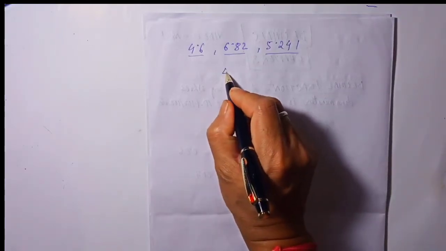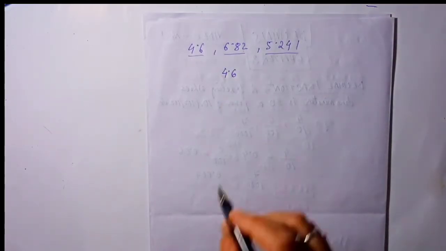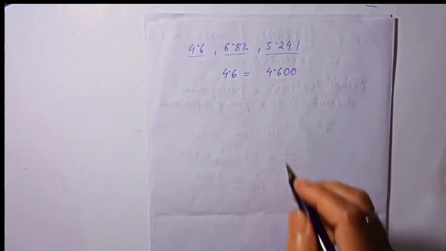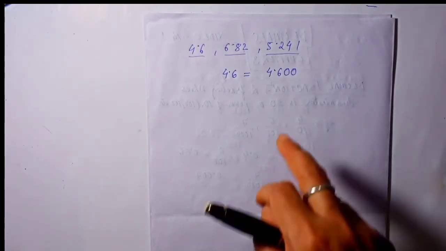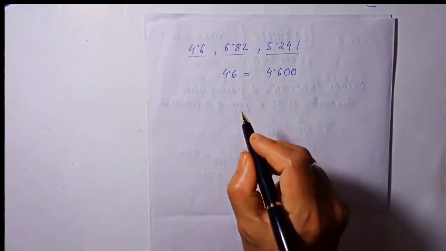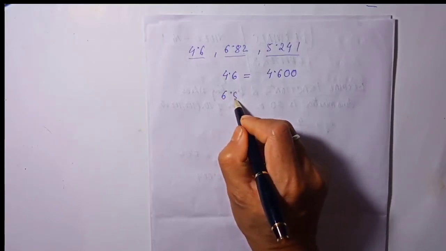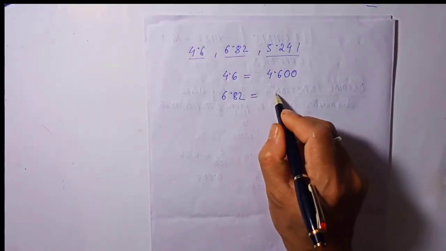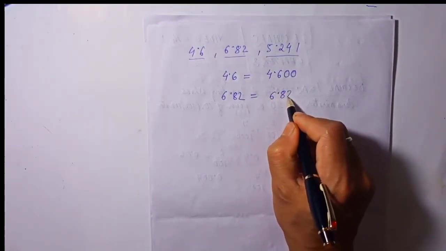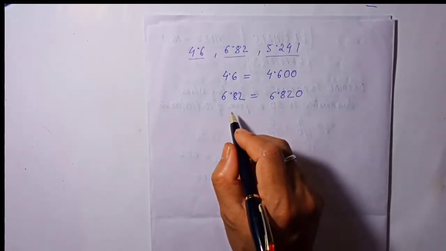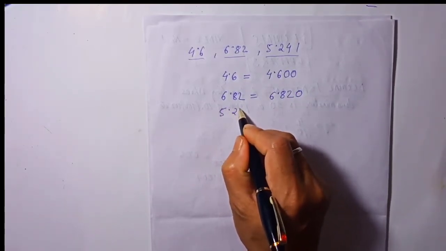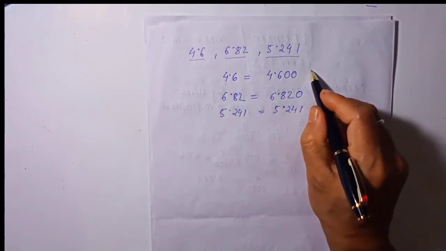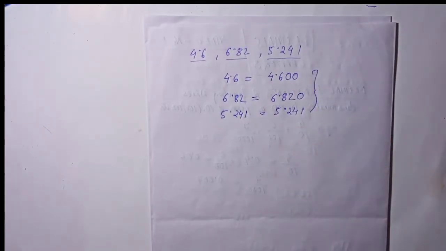See, 4.6. It can be written as 4.600. We got 3 decimal places, although it is 00. Again you see 6.82, it has 2 decimal places. Now we are going to make it 3 decimal places. You see, 6.820, and the third number is already having 3 decimal places. Now see, so easily we can make them.